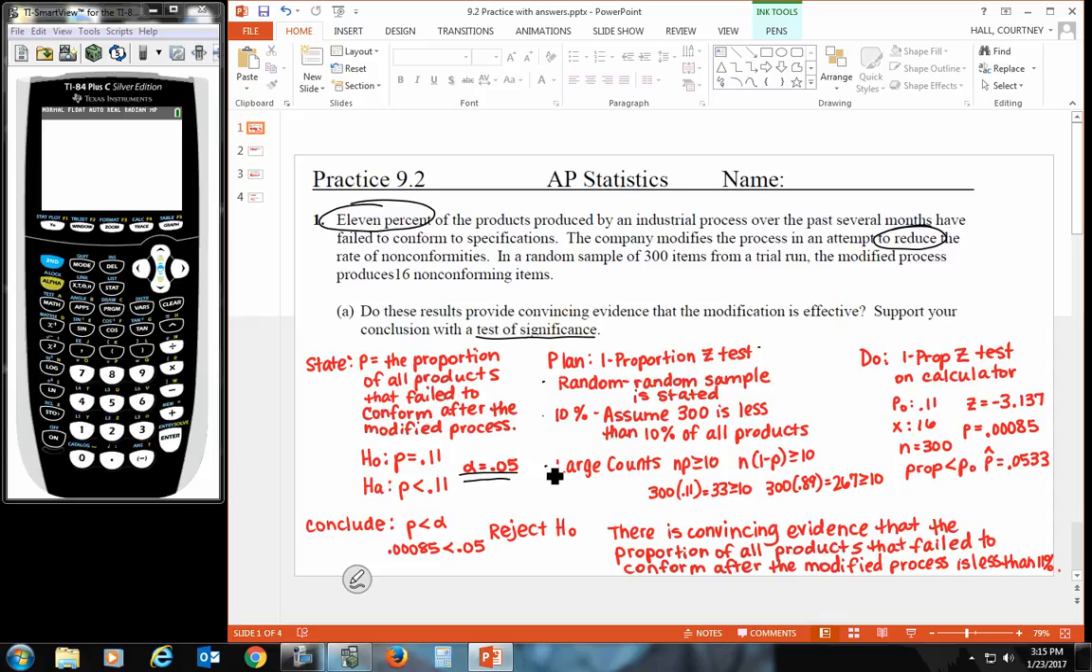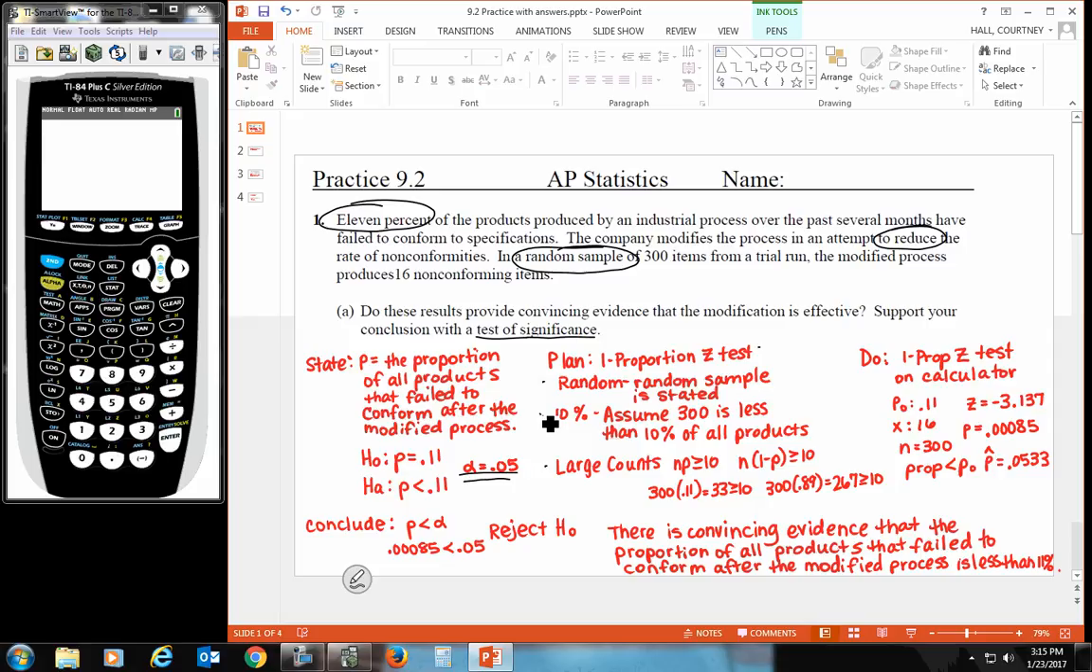So random is met because it does say they took a random sample. So I have random sample as stated. We assume that 10% is met because 300 is how many are in our sample. We assume that that's less than 10% of all the products they make. You could also say we assume that the company makes 3,000 or more products. You can go the other way with it, but you have to prove 10% is at least assumed to be true. And then large counts, we have to plug in the values to prove that one is true.